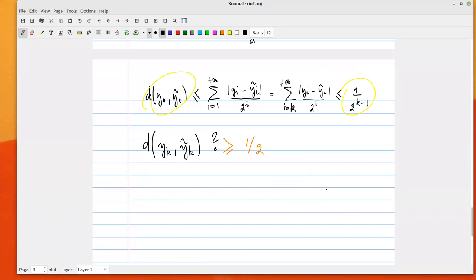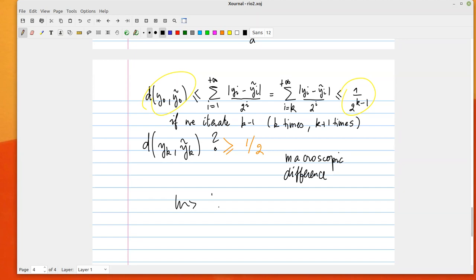So yeah, the typo was k minus one, but whatever. The idea is that if we iterate, we have to count maybe k minus one times, or it might be k times or k plus one. This we can check. But for sure, what you will get is that after a sufficient time, the distance between the two sequences will be greater than 1/2, so a macroscopic difference. So that's why somehow you need an infinite precision.